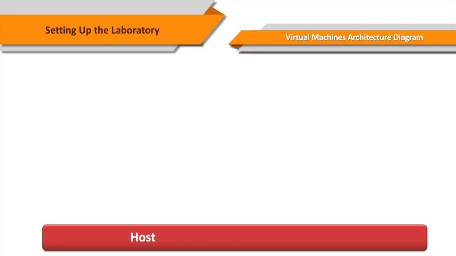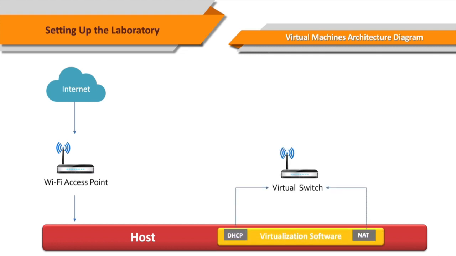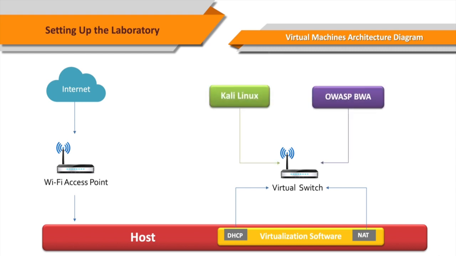Host is your computer on the network that you access the internet via Wi-Fi access point or a wired connection. You will install one of the virtualization platforms such as VMware or Oracle VirtualBox on your host machine. So there are two vulnerable machines that will be used as victims throughout the course, Kali Linux and OWASP BWA. Then here we set the network mode to NAT network, and that connects all the vulnerable machines in the same network.